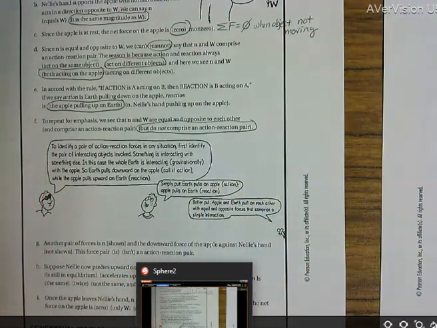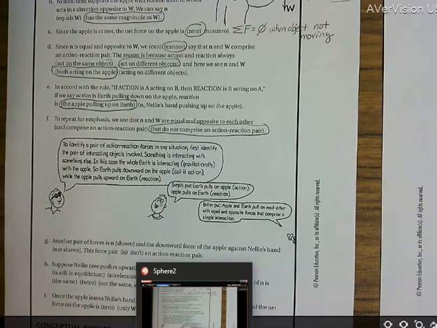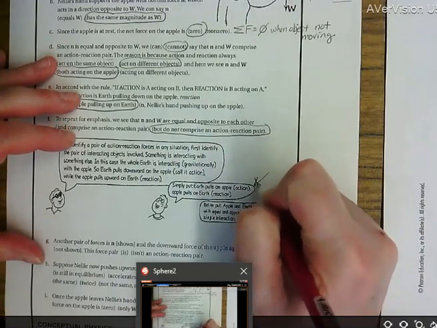So to identify a pair of action-reaction forces in any situation, first identify the pair of interacting objects involved. Something is interacting with something else. In this case, the whole Earth is interacting gravitationally with the apple. So Earth pulls downward on the apple, call it the action, while the apple pulls upward on the Earth, which is the reaction. Simply put, Earth pulls on apple, action, apple pulls on Earth, reaction. Better put, apple and Earth pull on each other with equal and opposite forces that comprise a single interaction. But for our purposes, this is how we're going to be stating that.